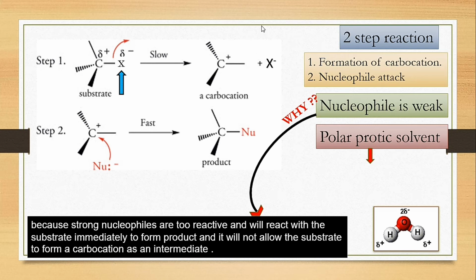So what happens if you stabilize the carbocation? Then the carbocation will be available for the step 2 reaction of the SN1 mechanism. That's why we use the polar protic solvent to stabilize the carbocation, to increase the rate of the SN1 reaction.